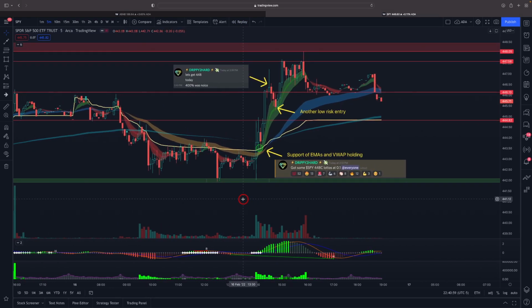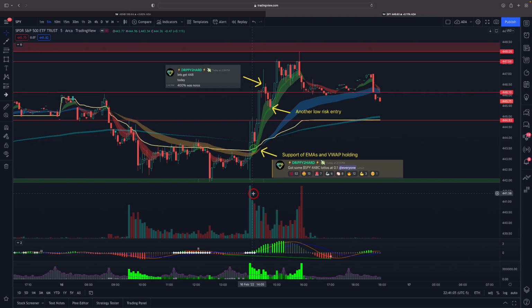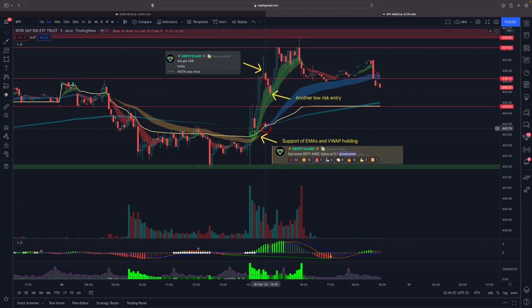And congratulations to those who took them. It was a clean technical breakout. Of course, we had news as catalysts to create these big wicks and candles, but it was fun to trade.